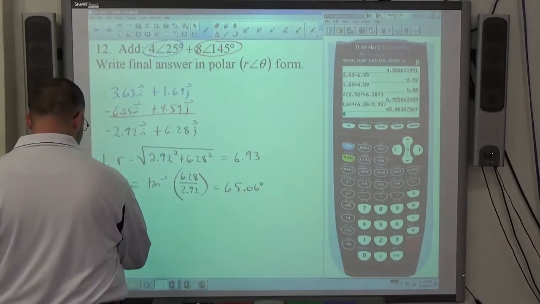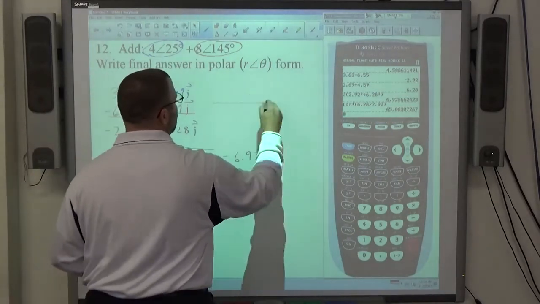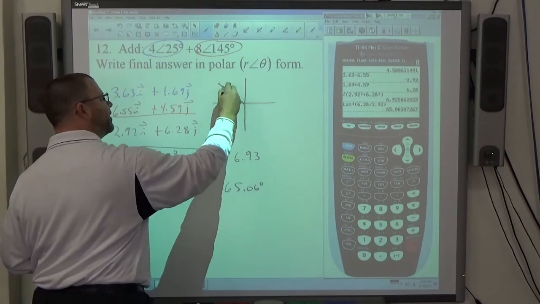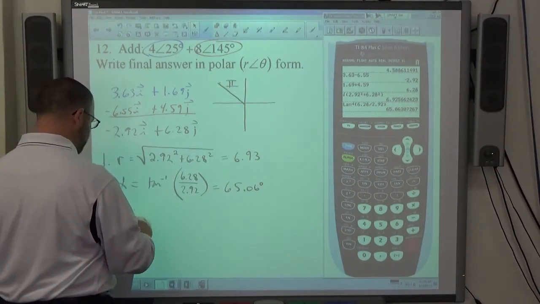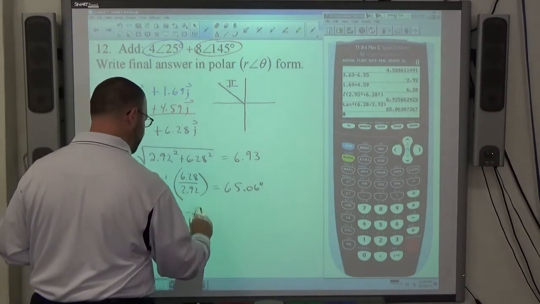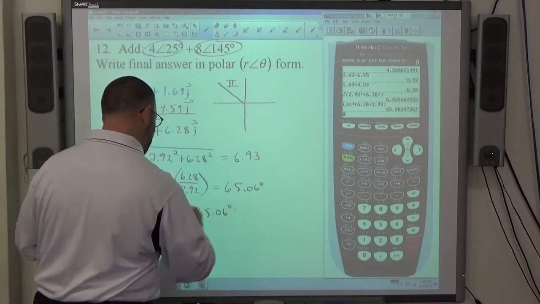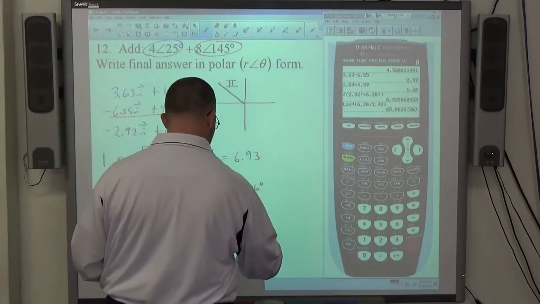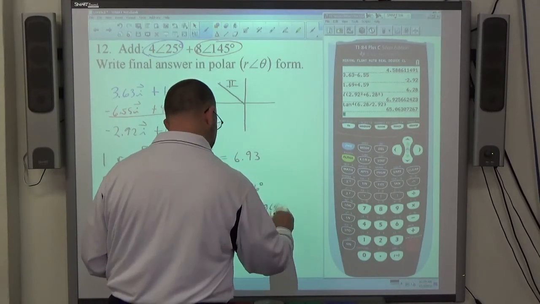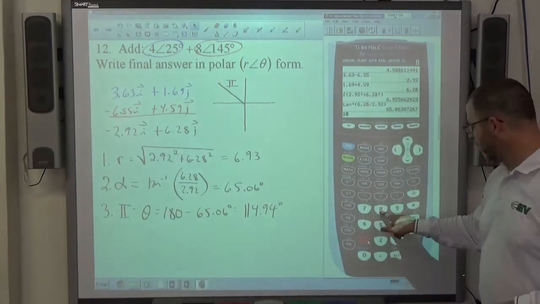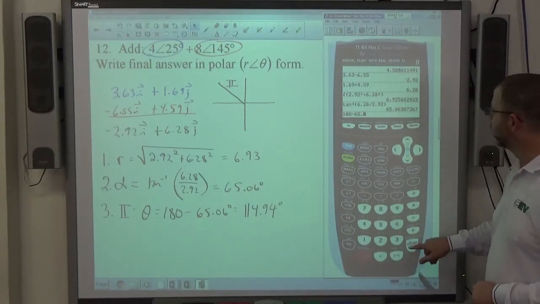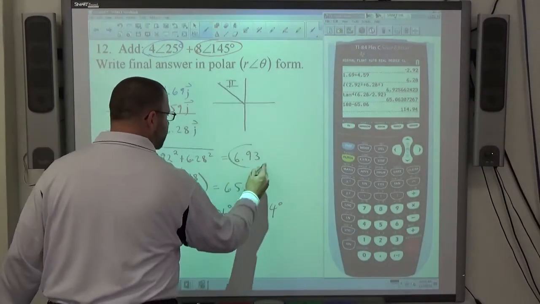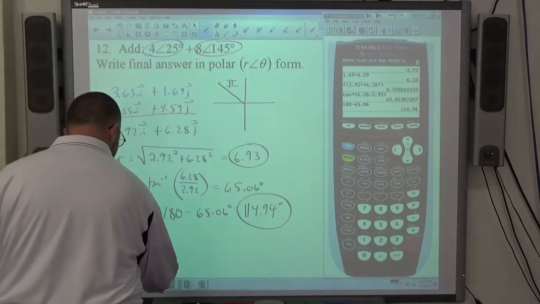Final step. We deal with what quadrant we're in. So if I imagine my coordinate axis, I'm going left and up. That puts me in here somewhere. That's the second quadrant. In the second quadrant, theta is equal to 180 minus alpha. That comes out to 114.94. Just verify that, just to be safe. 180 minus 65.06 is 114.94. Perfect. Okay. So, magnitude 6.93, angle 114.94.